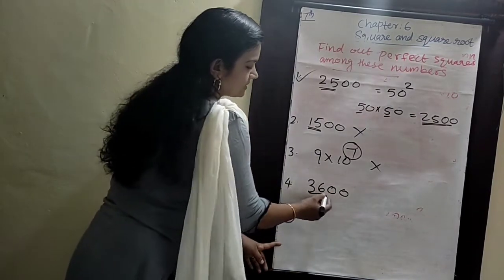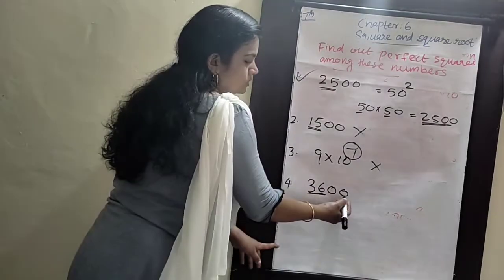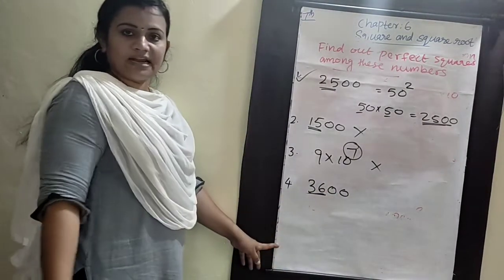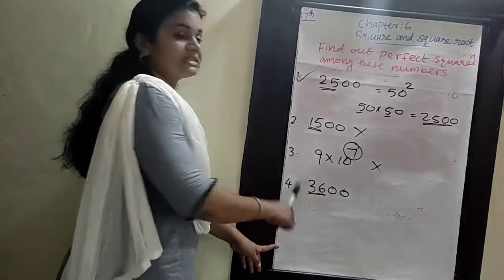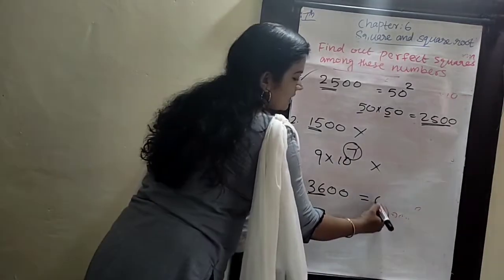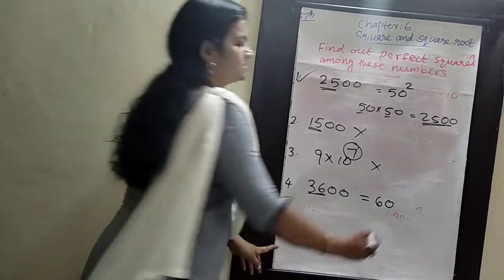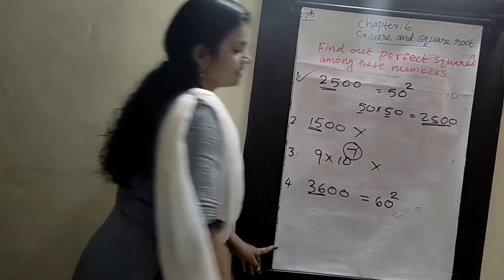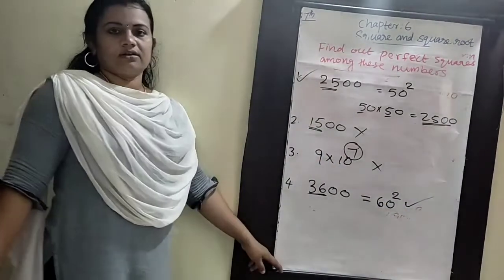3600. 36 is a perfect square. How many zeros are here? 2 zeros. The number of zeros is even. So 36 is the square of 6. Two zeros are here, so we write only one 0. 60 squared. So this is also a perfect square.